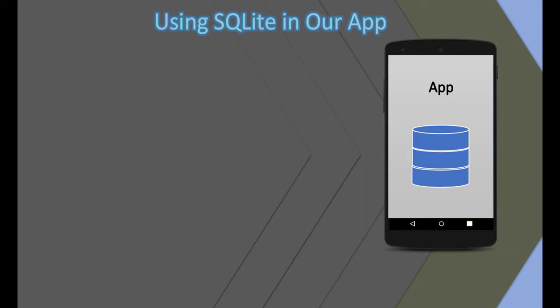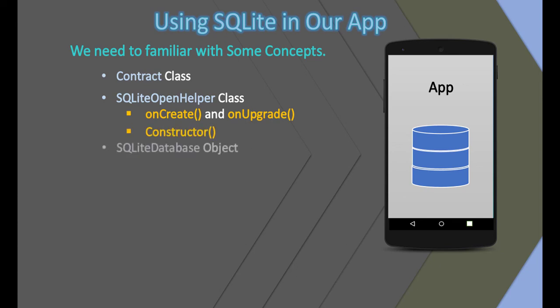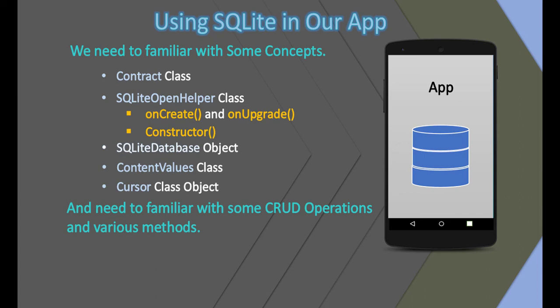Before using SQLite in our app, we need to get familiar with the contract class, the SQLiteOpenHelper class, and some methods used inside the SQLiteOpenHelper class, like onCreate, onUpgrade, and also a constructor. Then we need to get familiar with the SQLiteDatabase object, the ContentValues class and the Cursor class object, and some CRUD operations and methods: insert, update, delete, and query. These are the operations that we are going to perform inside the database.